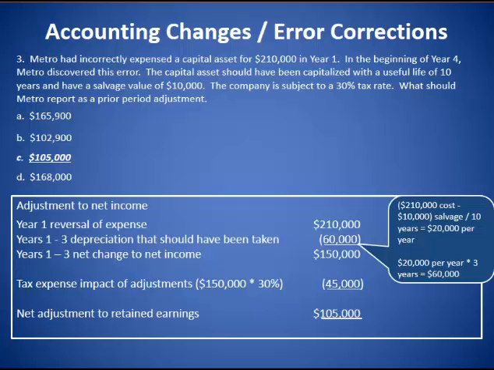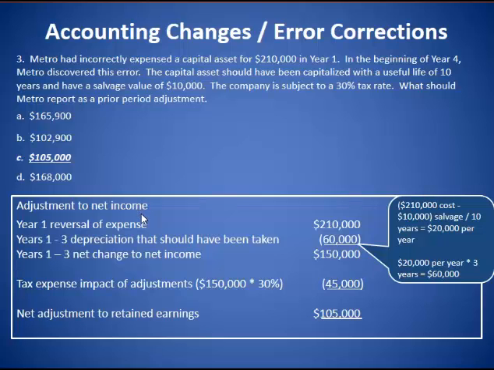Okay, number 3, the company is subject to a 30% tax rate. What should Metro report as a prior period adjustment? In this case, the answer is C, $105,000. And what we need to do is calculate our adjustment to income.